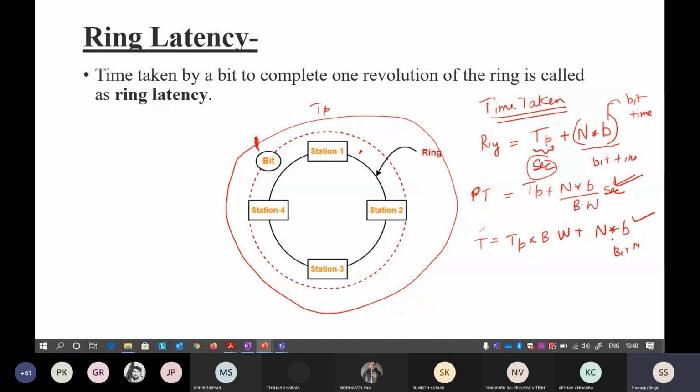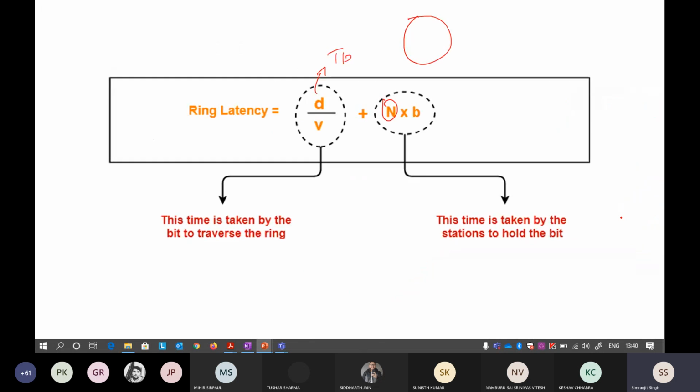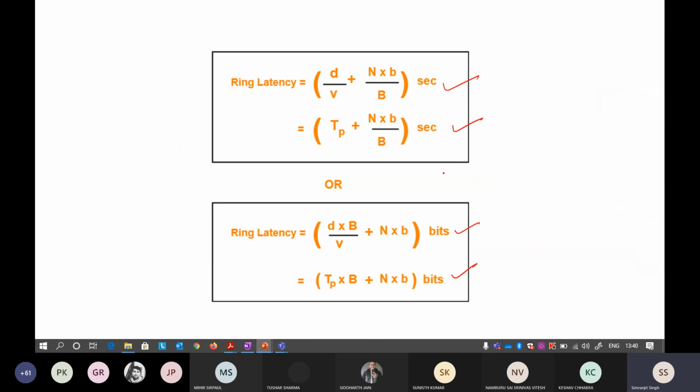It is Tp into bandwidth plus N by B. In terms of bit seconds, it is the same formula here. If you want to find it in seconds, you can again do that.